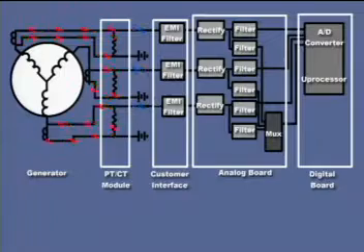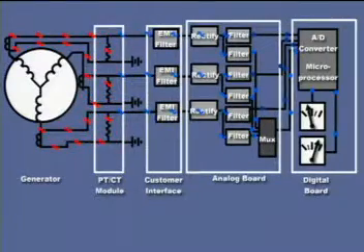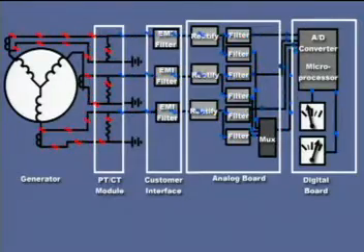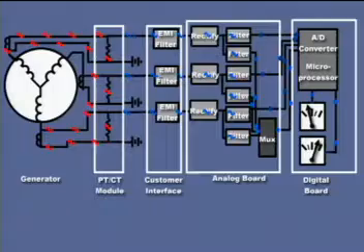The PTCT module converts this 0.55 amp signal into a 1.5 volt AC signal for use by the customer interface and analog boards. This signal is filtered on the customer interface board and further filtered and rectified on the analog board before it is split and sent on to the digital board.